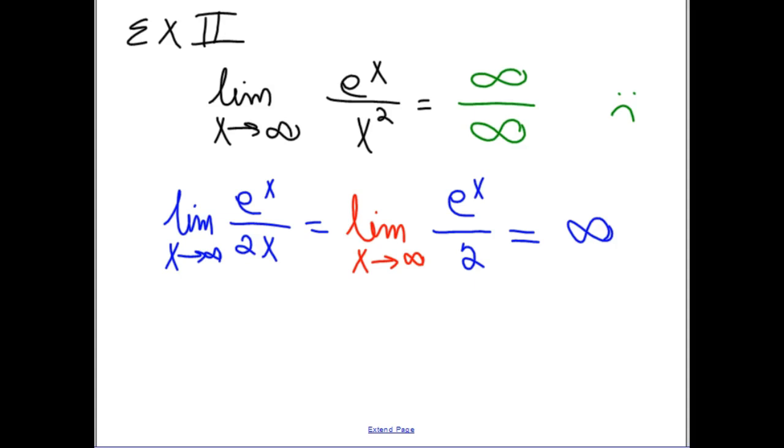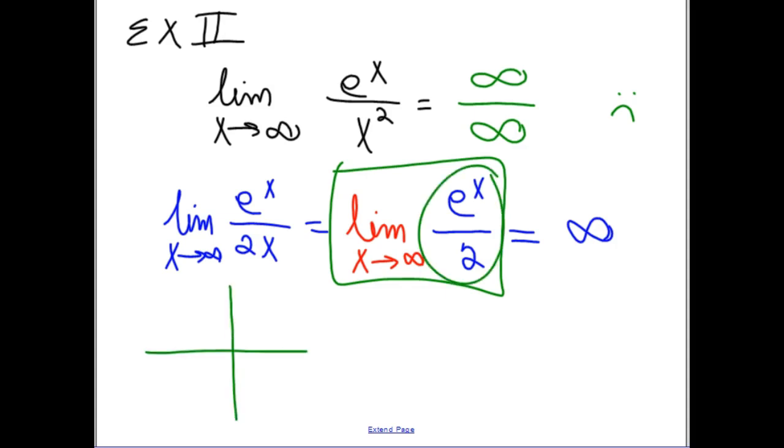Now, does this limit exist? Technically, no. But the way in which it doesn't exist is it's approaching infinity. Remember, infinity is not a number, so the limit is not a number I'm approaching. So the limit doesn't exist. But this is just e to the x divided by 2, just a little bit shorter. And as x goes to infinity, that goes to infinity.